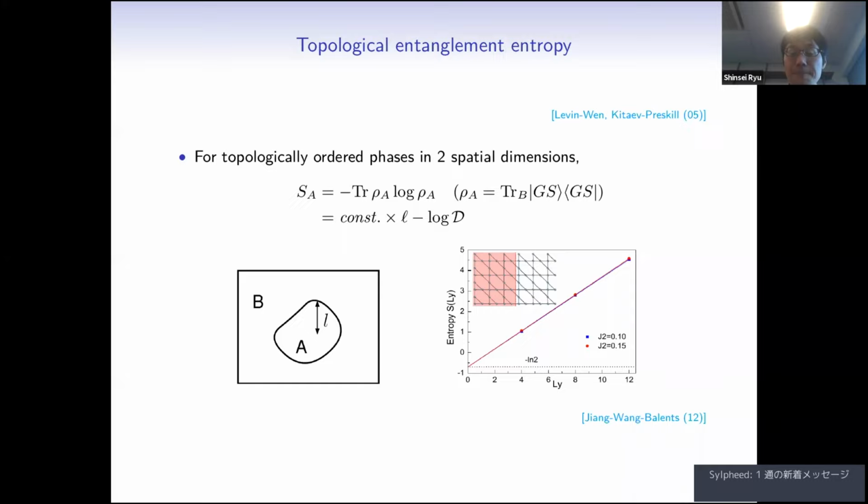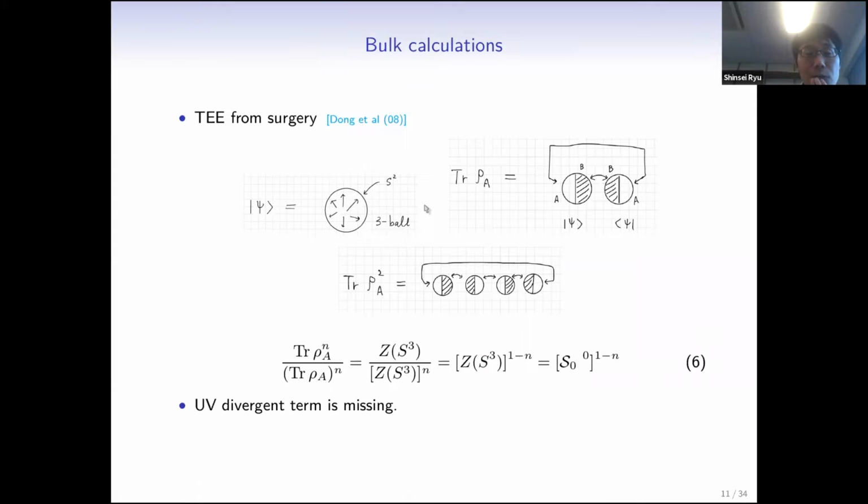I want to quickly go through how we conclude this scaling law. One way to do this is to take a particular model, such as the Levin-Wen model or maybe the toric code model. In these systems, we can compute S_A exactly, and then we will see this type of scaling. I will go with a somewhat more field theoretical way. I follow this paper by Dong and collaborators, which uses the topological quantum field theory technique, and we basically recover this topological entanglement entropy here.